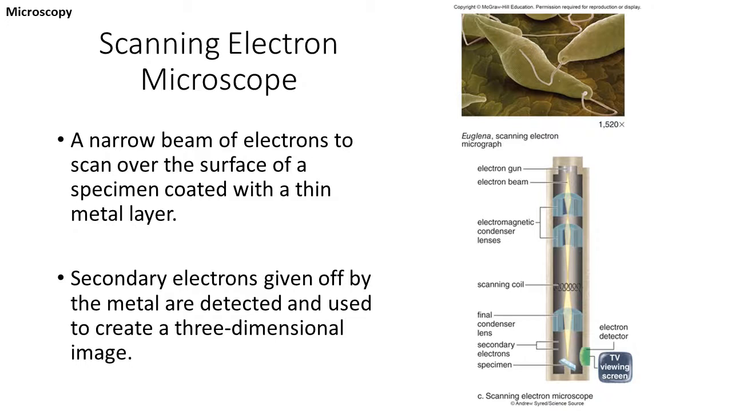So, in transmission, you use the refraction pattern of electrons moving through the sample. In scanning, you're scanning the surface of the specimen, and with that scanning, you're exciting these secondary electrons that are given off by the metal. And when they bounce off the metal, there are detectors that use that bouncing-off pattern of those secondary electrons to create a three-dimensional image of the specimen.